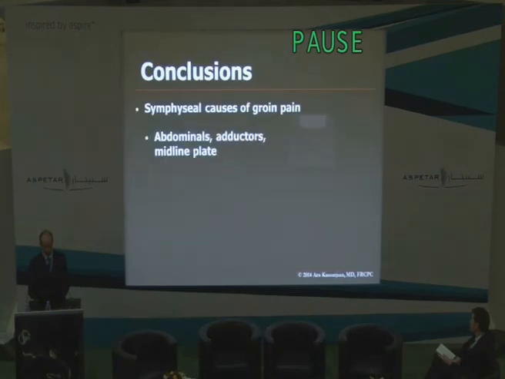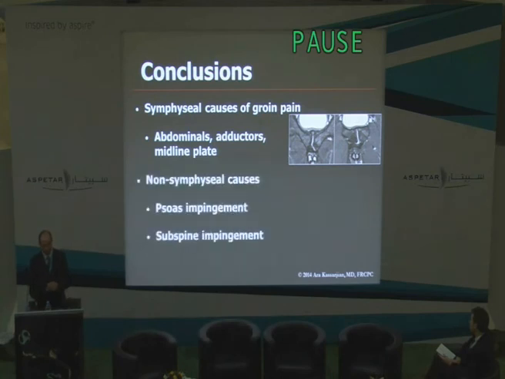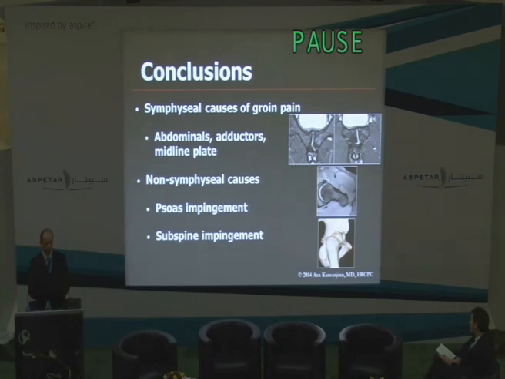So to conclude, I think we've seen that there are lots of causes of groin pain. I only mentioned a few of them. I think it's very important to keep in mind that close relationship between the abdominals, the adductors, the midline plate. I think it's a very complex anatomy. The terminology is confusing for me and I think for a lot of people. And the actual treatment is probably confusing as well to some. And then non-symphyseal causes, I just talked about a couple of them. It's good to keep these in mind.